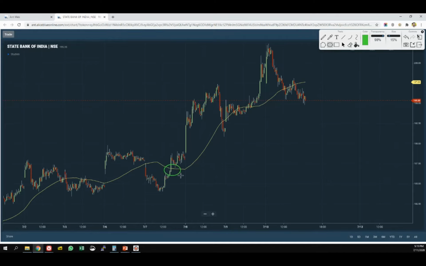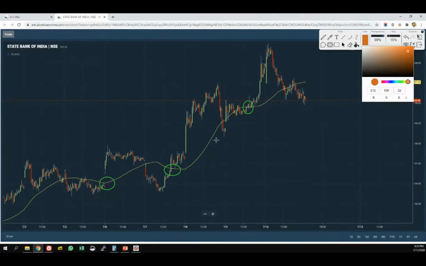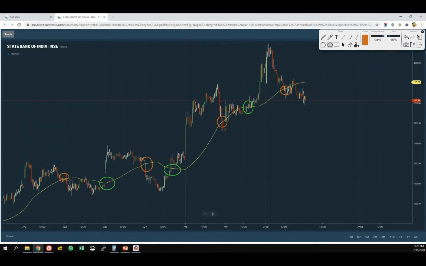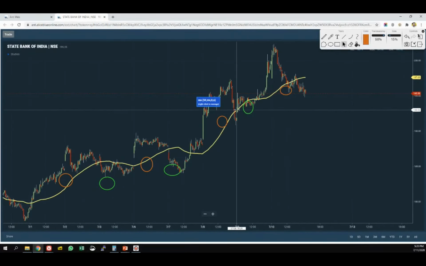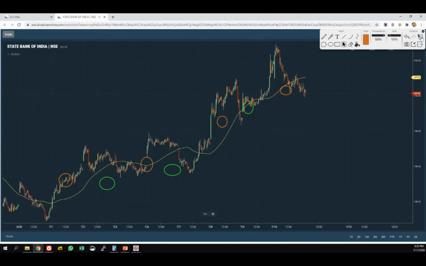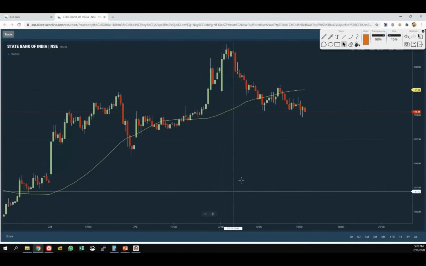we get a buy signal. And also here we get a buy signal. Here we get a buy signal. And we have sell signals here. I'm just showing it for a couple of days. If you're going to have it for one single day, let me show it for only one day.